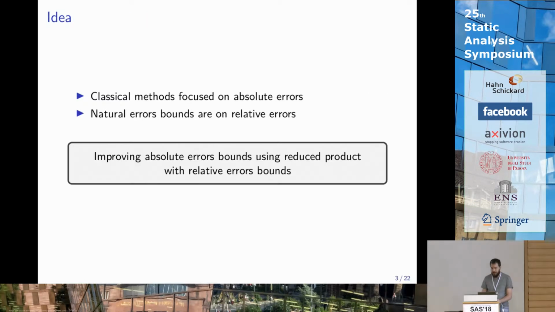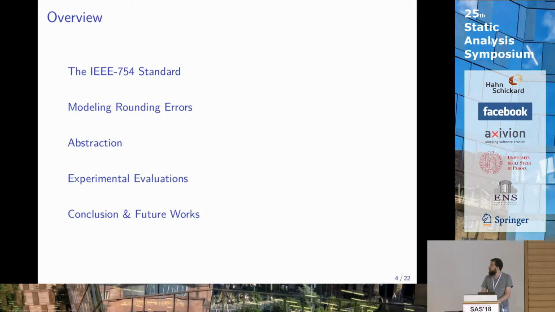So our idea is to use the relative error, which is a natural error bound for rounding operations on floating point numbers, to improve the absolute error bounds thanks to a reduced product between the two. To present this work, I will start with the floating point standard. We will try to be quick and simple on that. Then we will talk about how to model rounding errors, then how to abstract this model, and we will finish with some experimental evaluations.